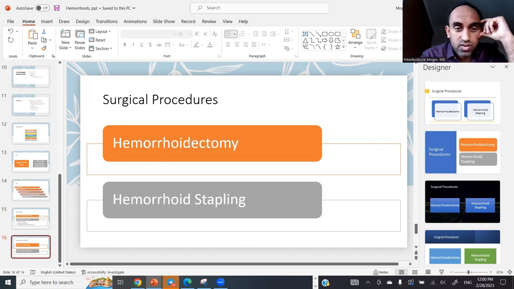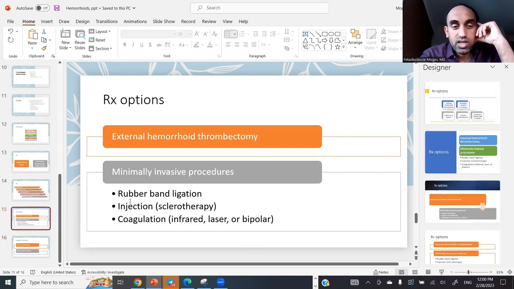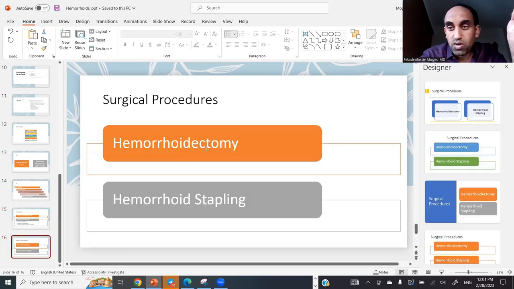So these are the things we use. Nowadays, especially in the West, they just do rubber band ligation or injection sclerotherapy, or in some centers, they do use laser or bipolar energy to thrombose them. But the typical surgery we do in Ethiopia is hemorrhoidectomy. I used to do that when I was in general surgery, even after finishing chest surgery as well. I used to do them in private hospitals.